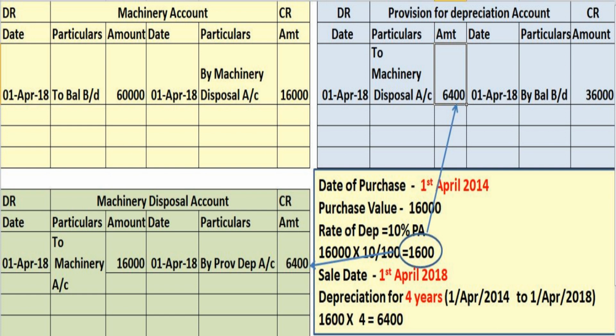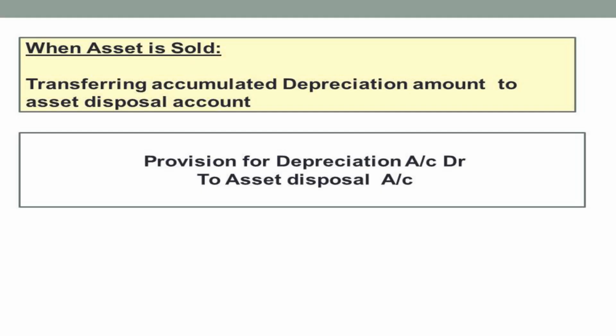Now we will update this accumulated depreciation amount in provision for depreciation account and machinery disposal account. Why we need to update in the machinery disposal account? Because the journal entry here is provision for depreciation account debtor to asset disposal account. Here also we are transferring the accumulated depreciation from provision for depreciation account to machinery disposal account.